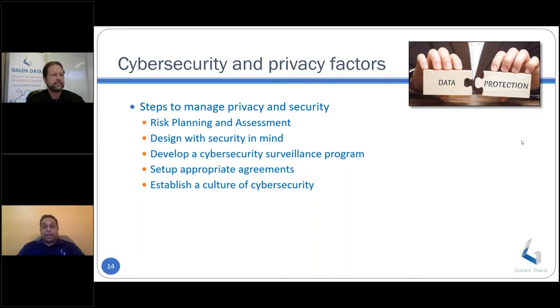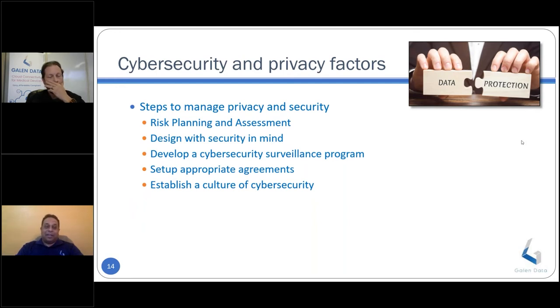And then one other thing I want to talk about is the cybersecurity surveillance program. Like you have risk surveillance programs, once you get into the field, you're required to do post-market identification of risks that are being posed by your device or your therapy to the patients. We should have a similar cybersecurity surveillance program. And a starting place is the NIST cybersecurity framework.